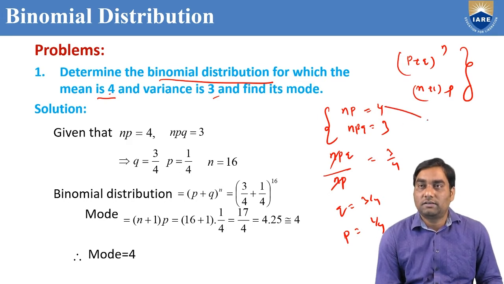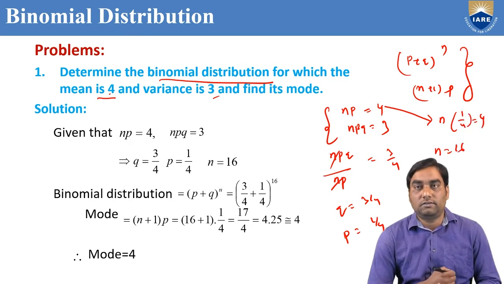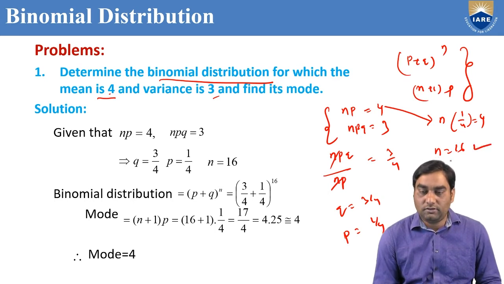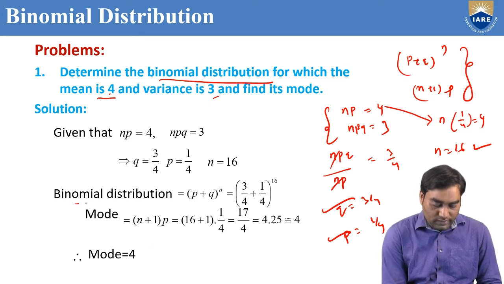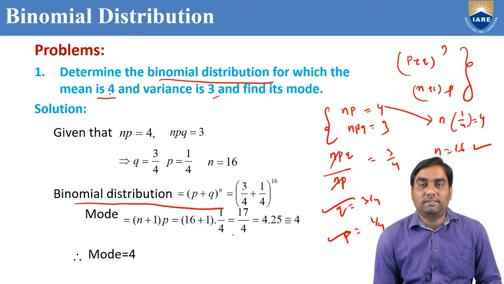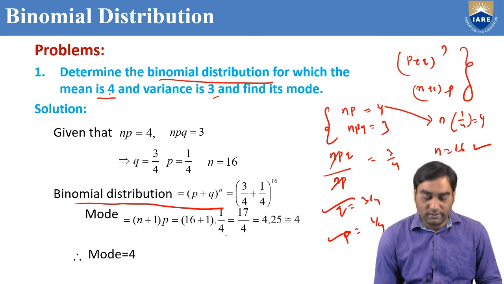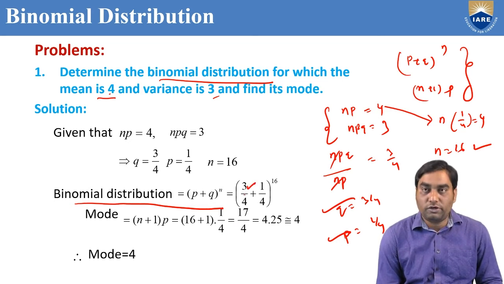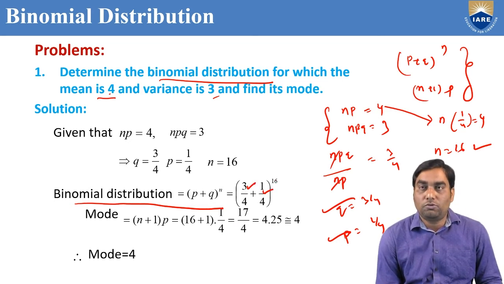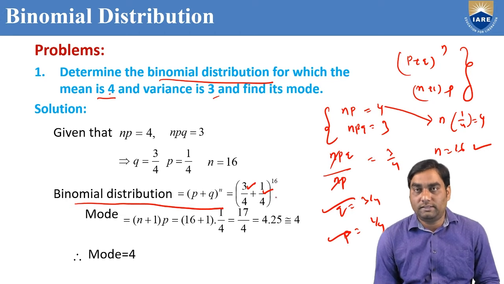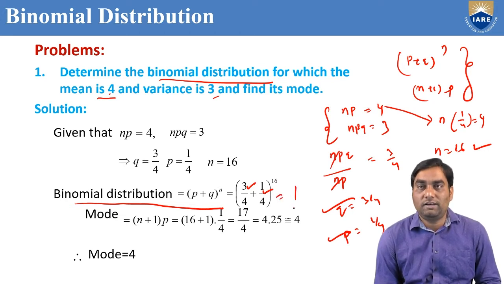From this, n into p, p is 1 by 4, equal to 4. That means n equal to 16. So we got the n value 16, p value 1 by 4, q value 3 by 4. Therefore, we can determine the binomial distribution (p plus q) whole power n, where p equal to 1 by 4, q equal to 3 by 4, whole power 16. Like that only you can leave it. This total simplified we will get 1.